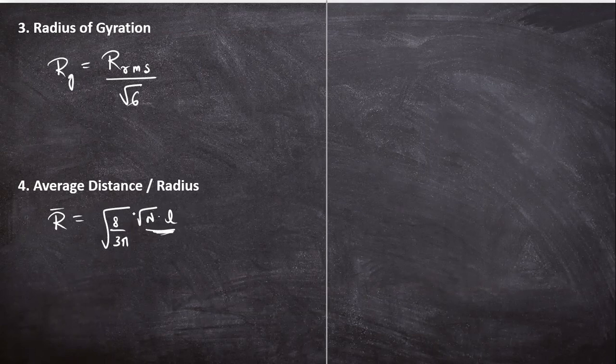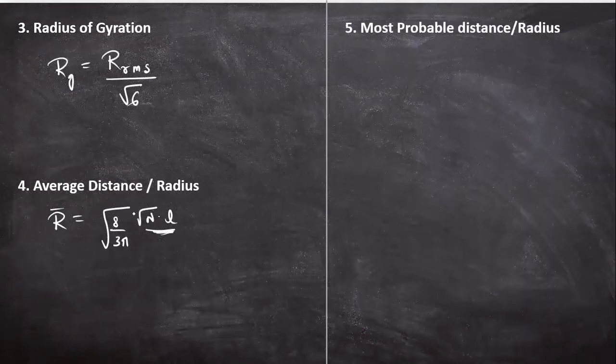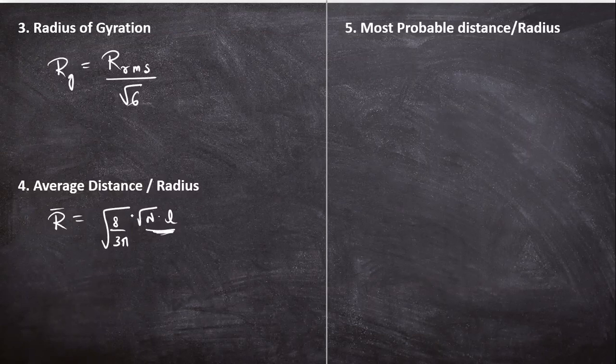Next, and the last formula, is the most probable distance or radius. Listen guys, no need to go in deep. I am telling you, study only as much as you need for the exam and keep revising again and again. Okay, so the last one is the most probable distance or radius.